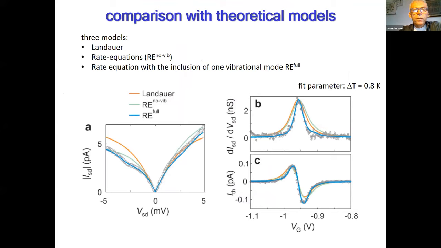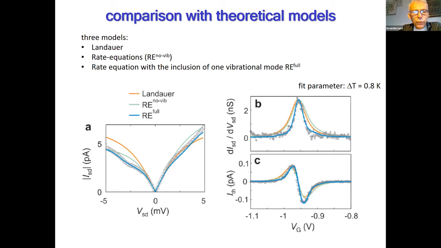these plots? Well, we then have to go to the theoretical models and the comparison to them. We have used three different models. The Landauer picture that I just presented in the beginning. Then a model that uses rate equations, which is a very common thing to do in single electron tunneling devices, but there we did not take into account the vibrational modes. And then a third model where we included the vibrational mode.